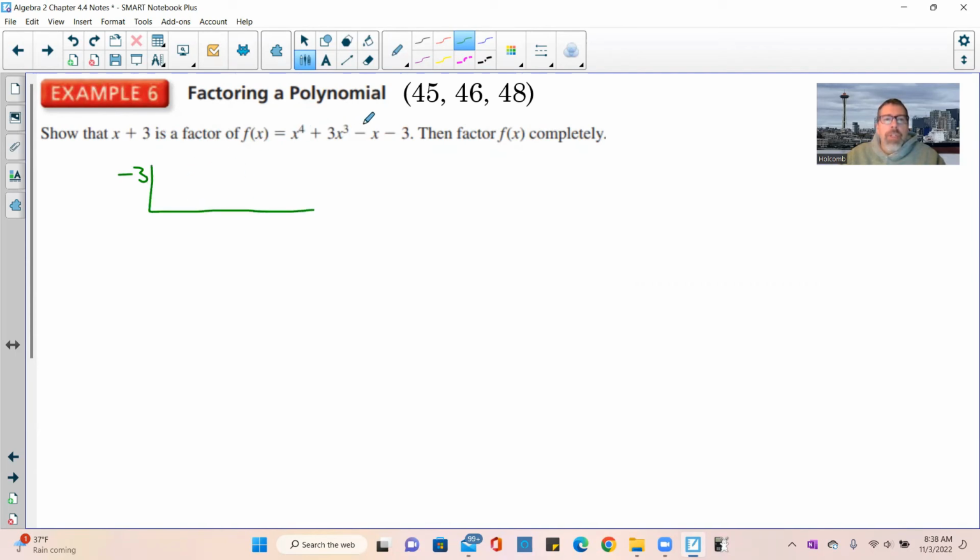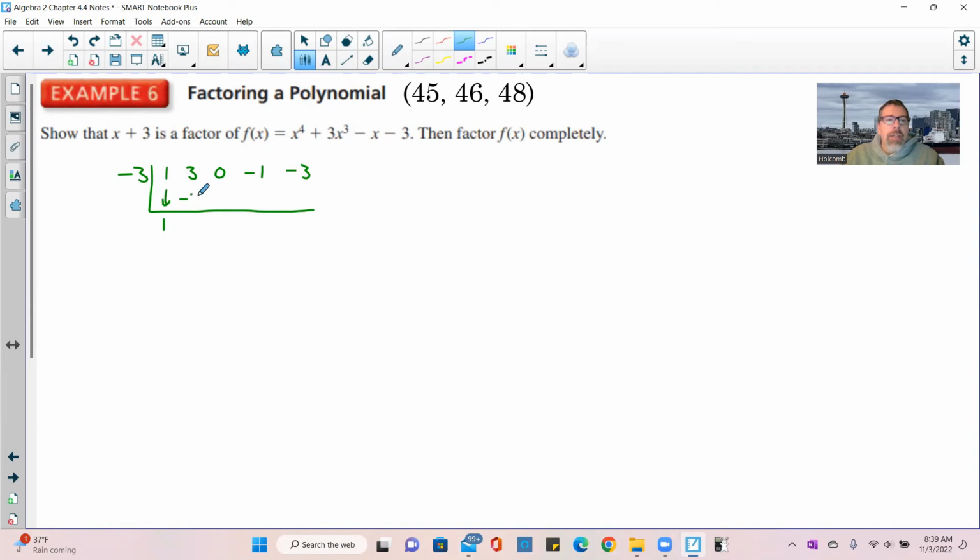And 4, 3, there is no x squared, so don't forget that. 1, 0. 4, 3, 1, 0. I need a 0 for the 2 position. So my leading coefficient is 1. My second coefficient is 3. And my x squared's not there, so I'm going to put a 0. My next one is negative 1, and my last one is negative 3. So these are the coefficients for f of x. Bring down your first term.